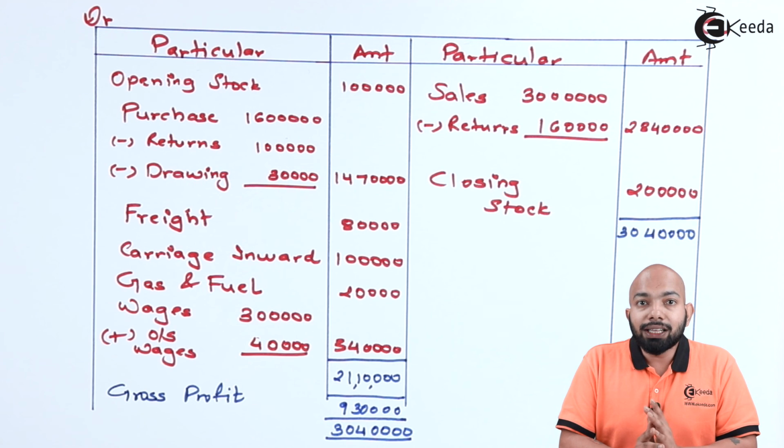Apart from that, if there is no adjustment mentioned here, you can directly post the balances from trial balance and further prepare trading account, and then you can derive whether there is gross loss or gross profit. So for your reference, this is the sum that you can follow when you have to prepare or revise trading account.